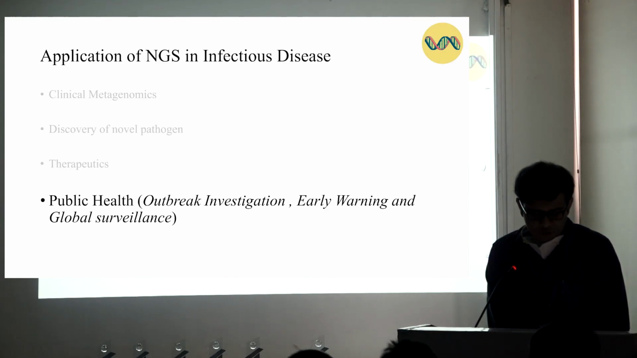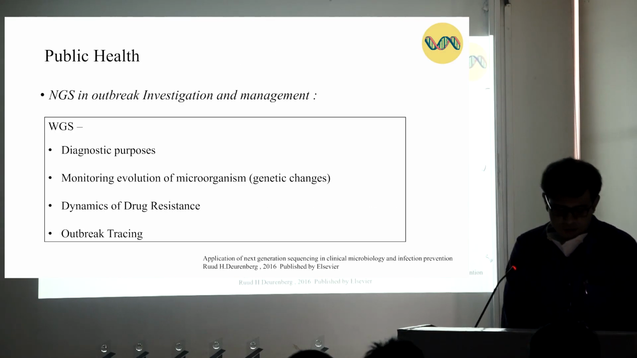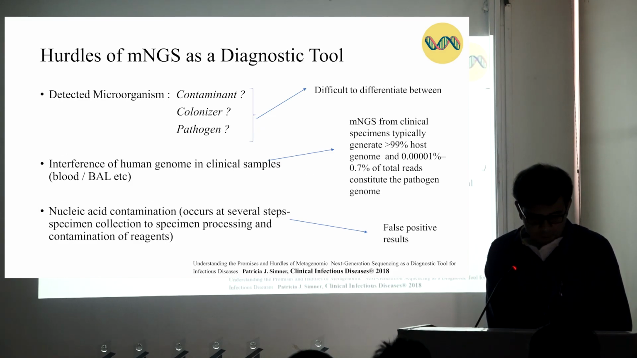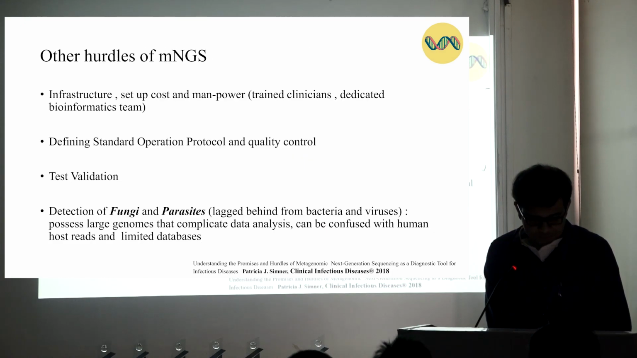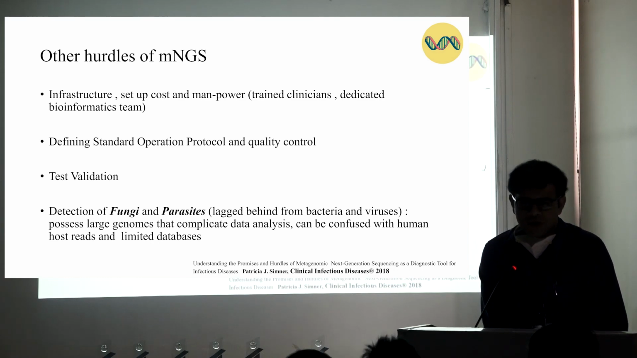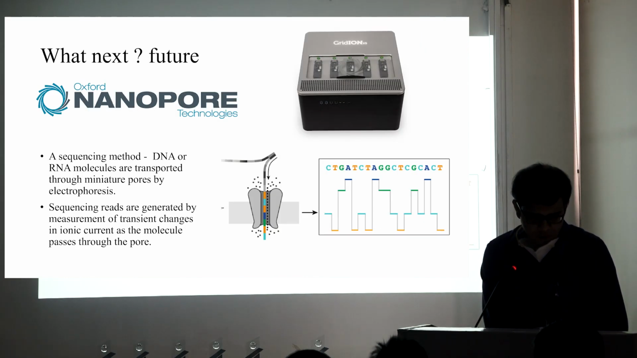Regarding public health, it will give you early warning, and can be used for diagnostic purposes and for the dynamics of drug resistance. Again, like I discussed, whether it is a contaminant, a colonizer or a pathogen is difficult to differentiate. You have to judge clinically. Other hurdles are infrastructure, cost and build-up. These are things we have to be aware of, and in future we will definitely overcome them, and we will mostly have this in our setup.